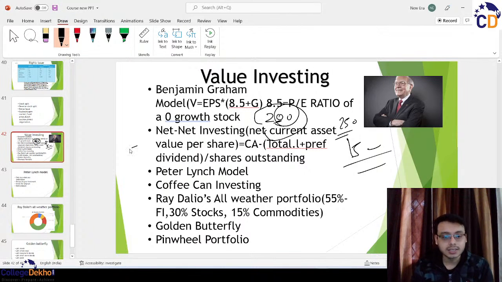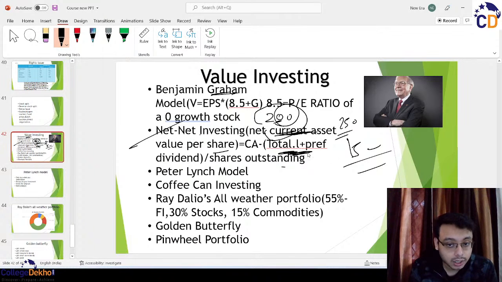The second model, which was not suggested by Benjamin Graham but is another model, is the net current asset value model. The formula is the net current assets value per share. How to find the net current assets? Subtract the total liabilities, both non-current and current liabilities, and the preference dividend, from the current assets, and divide by the shares outstanding. It basically means how much value has been created on the basis of the current assets per share. The higher this ratio, the better for the company.